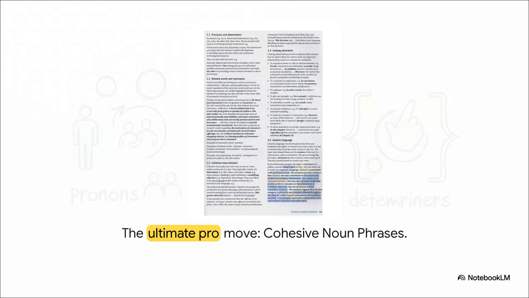All right, once you've mastered the basics of pronouns and simple demonstratives, we hit the boss level of academic writing. I'm talking about the cohesive noun phrase, which our source material breaks down perfectly here. Instead of just using a naked this or these, you actually combine the determiner with the summarizing noun. This doesn't just connect the ideas, it categorizes them for the reader.